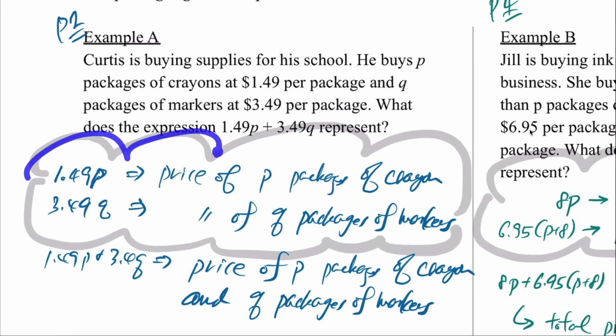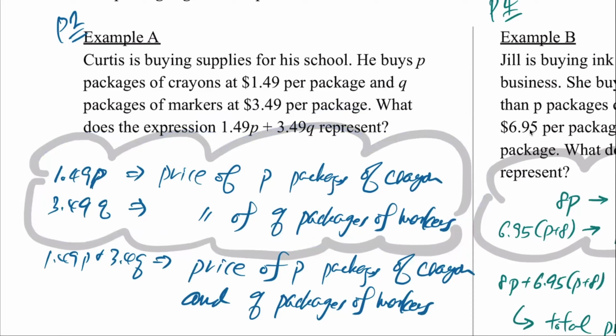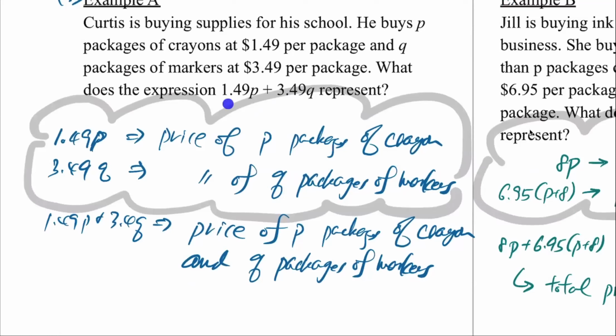Oh, by the way, whenever I have this cloud, it's a thought cloud. You could write them in, or you could just think it, because ultimately the question is asking, what is this? It did not ask you to describe what individual terms mean in great detail. So this was not necessary. But it is highly instructive, isn't it? All right, so this entire expression, because I'm adding this to individuals, must be the price, or you could even add the word total price to emphasize the point, to say that it's a total price of P packages of crayon and Q packages of markers.